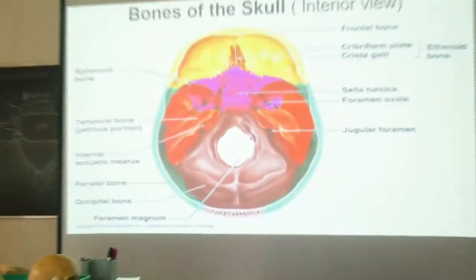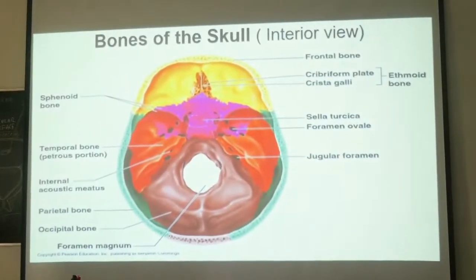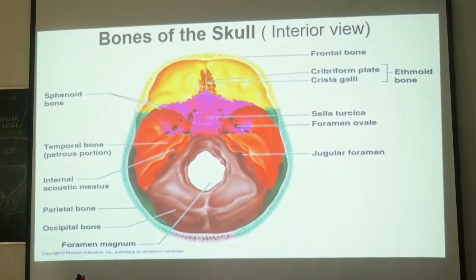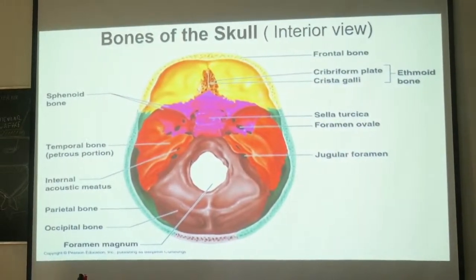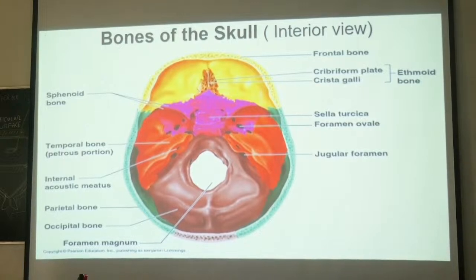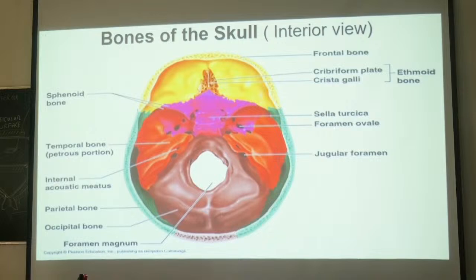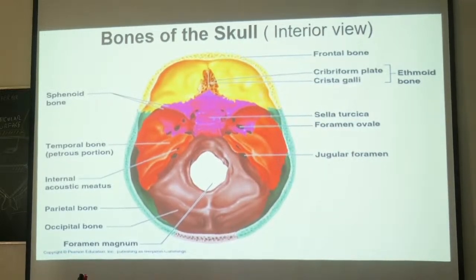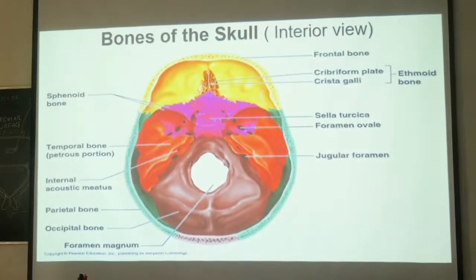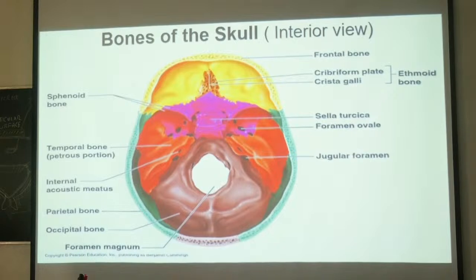So these are the bones forming the 3 fossae. Anteriorly there is the anterior cranial fossa. Behind the lesser wing of the sphenoid will be the middle cranial fossa, and behind the petrous part of the temporal bone will be the posterior cranial fossa. We will also discuss the foramens in each of the fossae.